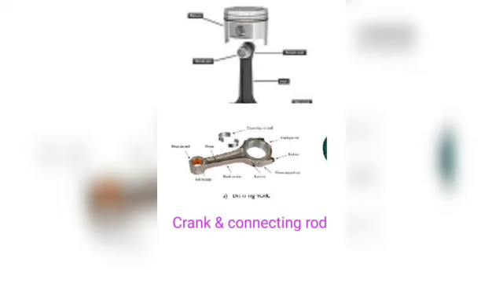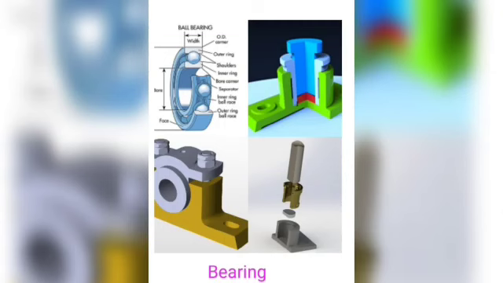Here again IC engine parts will be repeated. Here you have the connecting rod, piston connection, and detailed parts of the connecting rod. Big end and small end are there. To the small end there is the piston connection, and to the big end there is the crank connection. So that will be covered in detail.